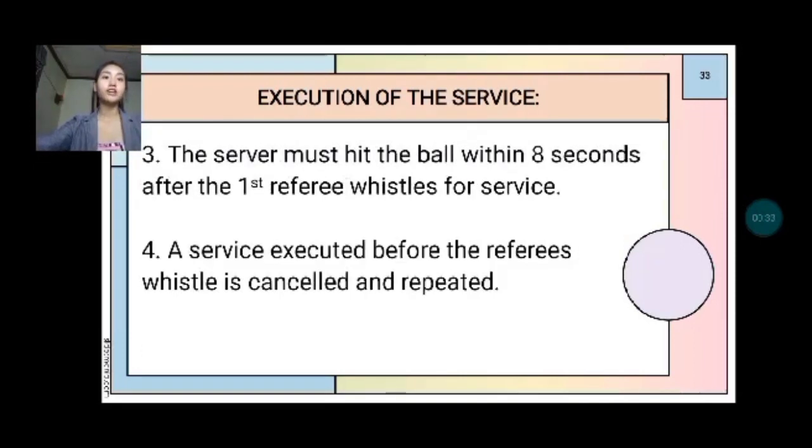The third one is the server must hit the ball within 8 seconds after the first referee whistles for the service. Of course, we are permitted only one toss, and when the referee whistles for service, we only have 8 seconds to serve. Fourth, a service executed before the referee's whistle is cancelled and repeated. After 8 seconds, if the server has not released the ball, it will be automatically cancelled.